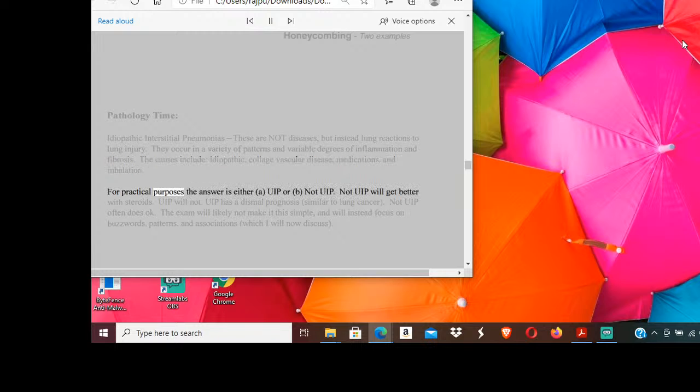For practical purposes, the answer is either A, UIP, or B, not UIP. Not UIP will get better with steroids. UIP will not. UIP has a dismal prognosis, similar to lung cancer. Not UIP often does okay. The exam will likely not make it this simple, and will instead focus on buzzwords, patterns, and associations, which I will now discuss.